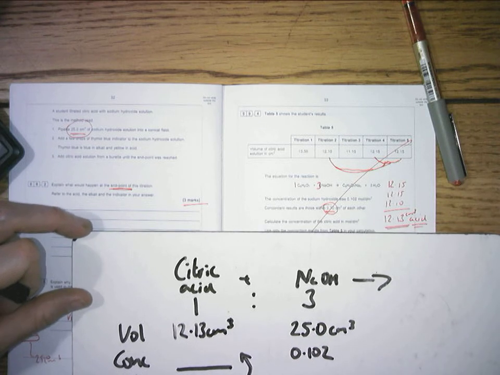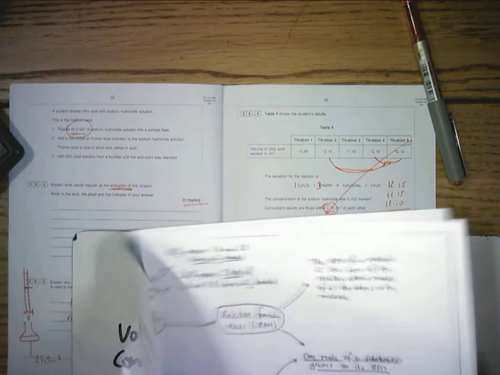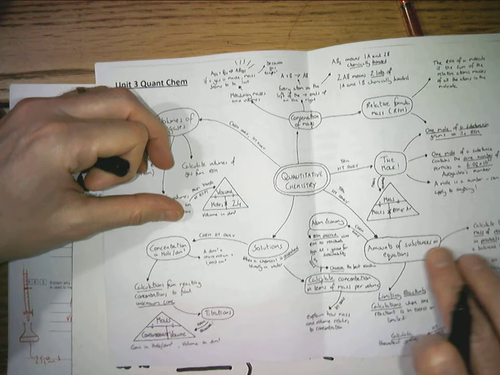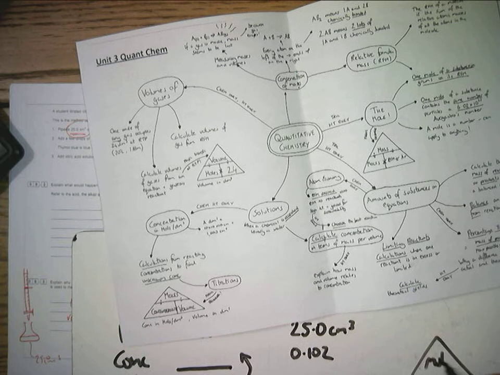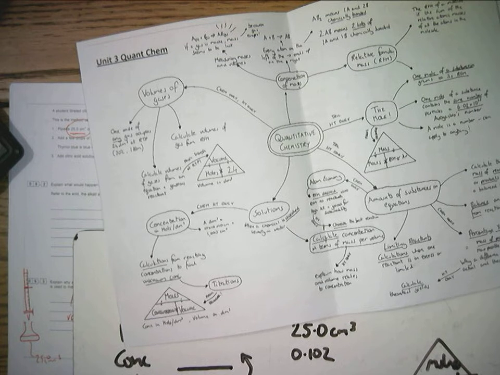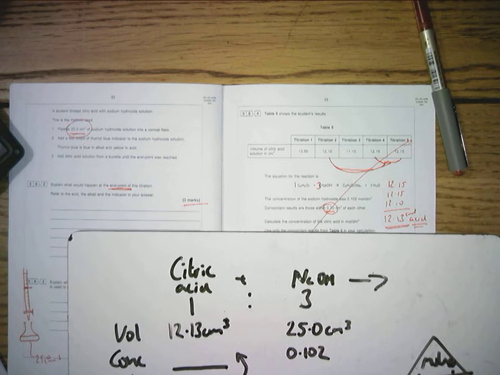So if we look at our mind map for Quant Chem, it's this one here. It's the moles, conc, vol formula triangle. Moles, conc, vol. Right. But I've got to remember my volume has got to be in dm cubed, and my concentration has got to be in moles per dm cubed. Otherwise it won't work.